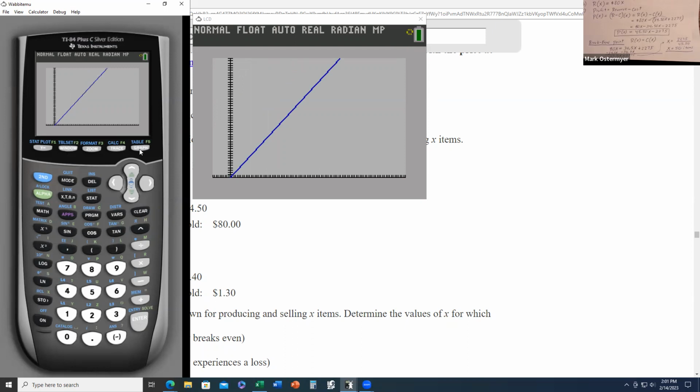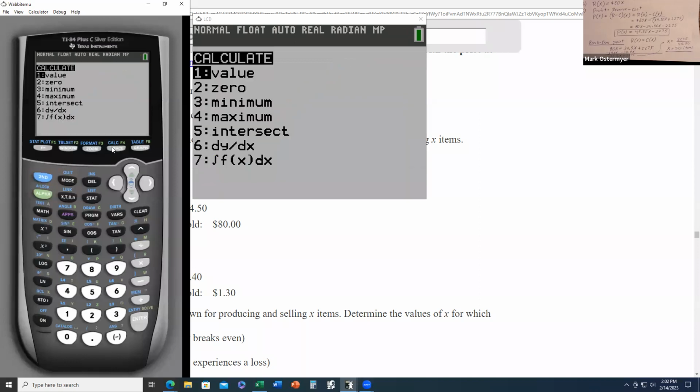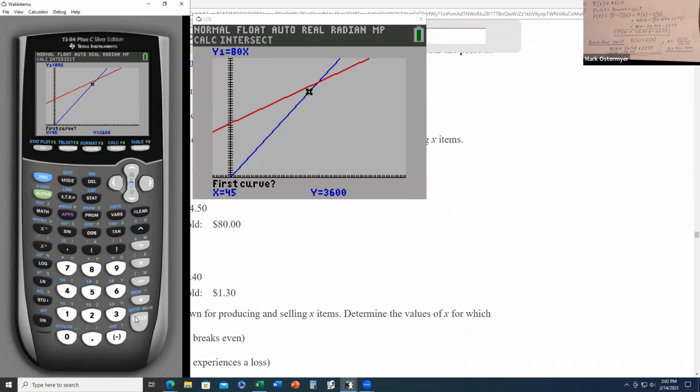There's the graph of the left side, the revenue equation. Here comes the graph of the cost function. Now, what's the point of intersection? That point of intersection is called our break-even point. So to find it, we go to calculate, second trace, use the intersect function. And there you go, ladies and gentlemen. We can see that if we manufacture and sell 50 items, we will break even, where our revenue will be $4,000, but our cost will also be $4,000. That's where we break even.